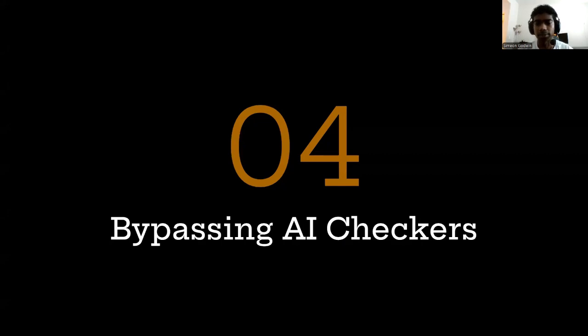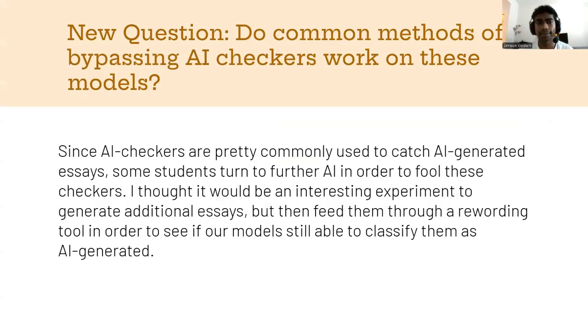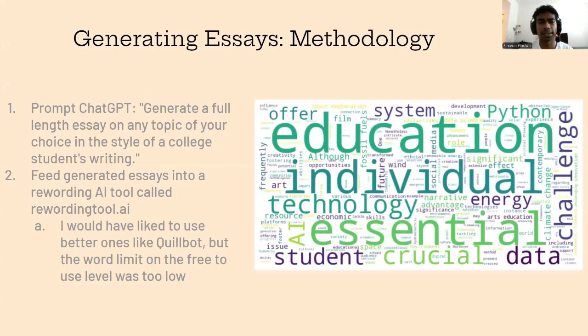Now, I want to talk about something a little bit outside of the models themselves, but bypassing AI checkers. So I had a new question. Do common methods of bypassing AI checkers work on these models? I know that AI checkers are pretty commonly used to catch AI-generated essays, and some students have methods of using AI further to kind of reword their essays and get them past these checkers.